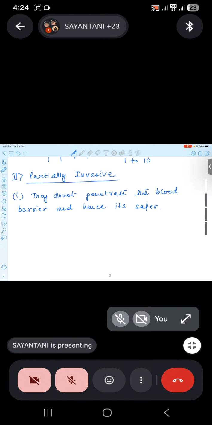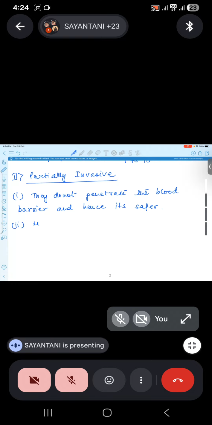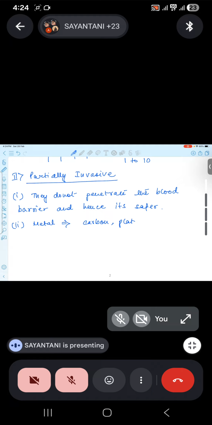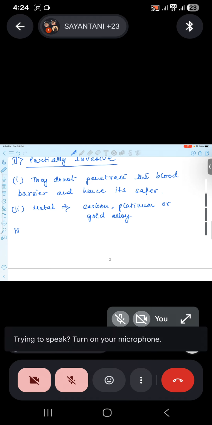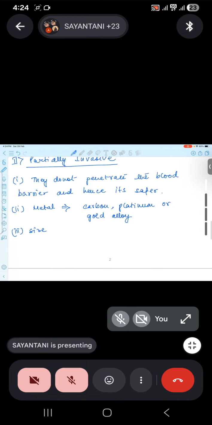Okay. Now, what are the different types of metals utilized? The popular ones. The metals utilized are carbon, platinum, or gold alloy. The most popular one is platinum only because gold is very expensive. Okay. And what is the size of these electrodes? The size usually ranges from 2 to 5 millimeters in diameter.